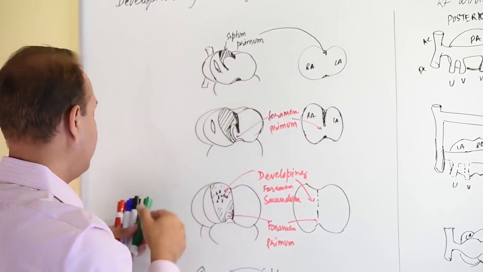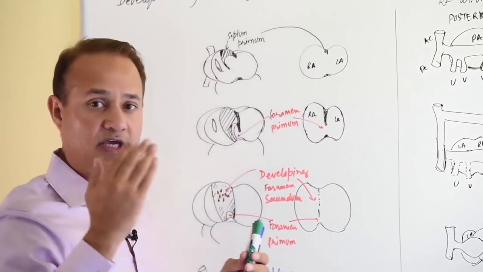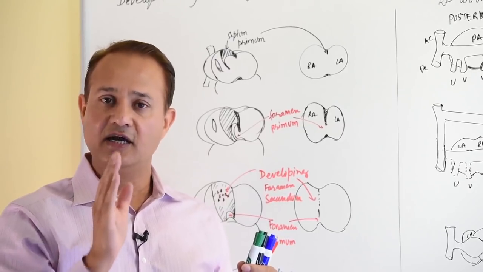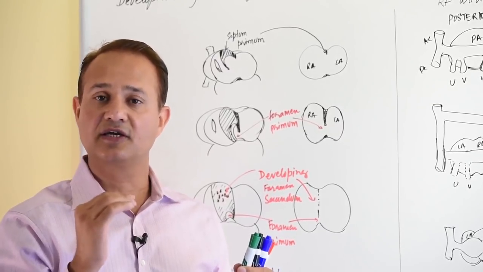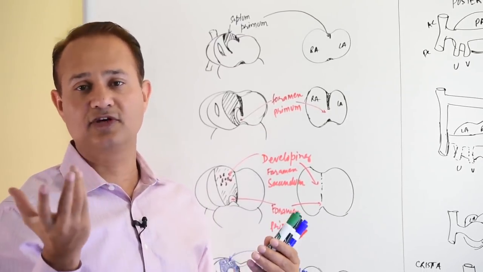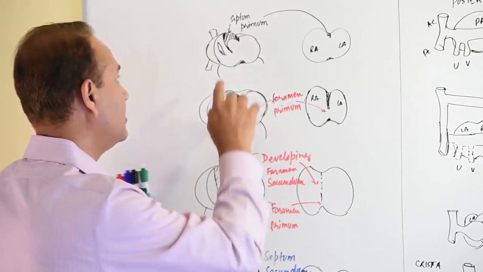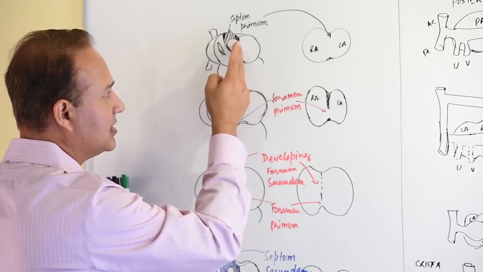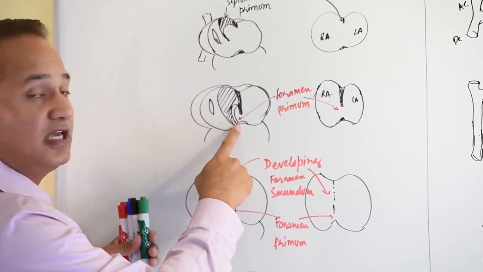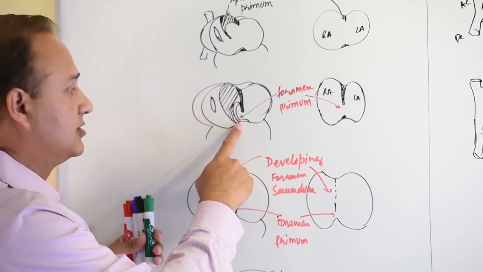Now what happens is, the very first thing is, from the roof of the atrium, almost in the center, appears a crescentic septum, which is called the septum primum. The first, prime means first, the first septum appears. And from the center, it starts going downwards till the time that it reaches the endocardial cushions.